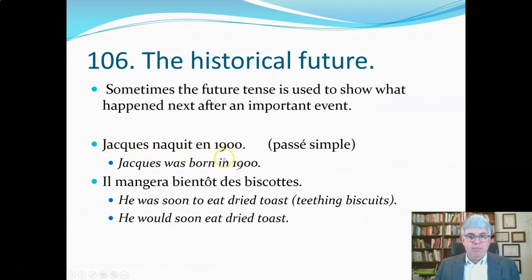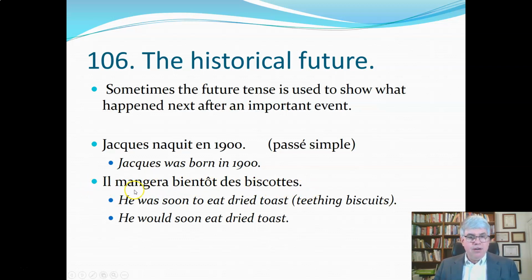Jacques naquit en 1900. Okay, so naquit is the passé simple of naître, to be born. So Jacques was born in 1900. Okay, so that's our statement of fact. That's our starting point. And now we want to tell a story, giving it action. Il mangera bientôt des biscuits.